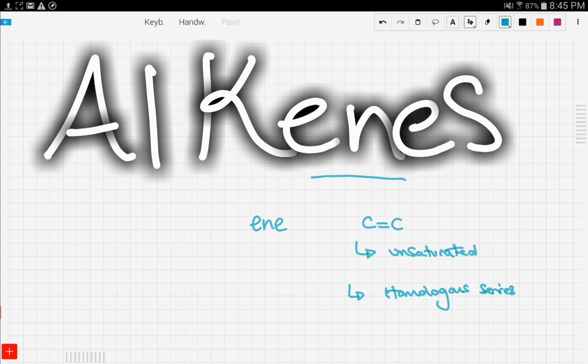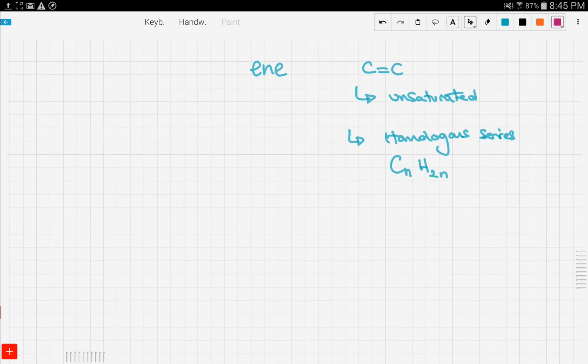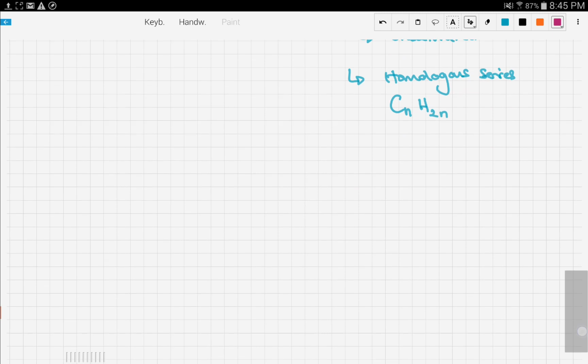Now, the formula for this series is CnH2n. So that means the number of hydrogens present in the compound is double the number of carbons. Now, let's look at some examples. So let's switch the color to make it more interesting and clear.